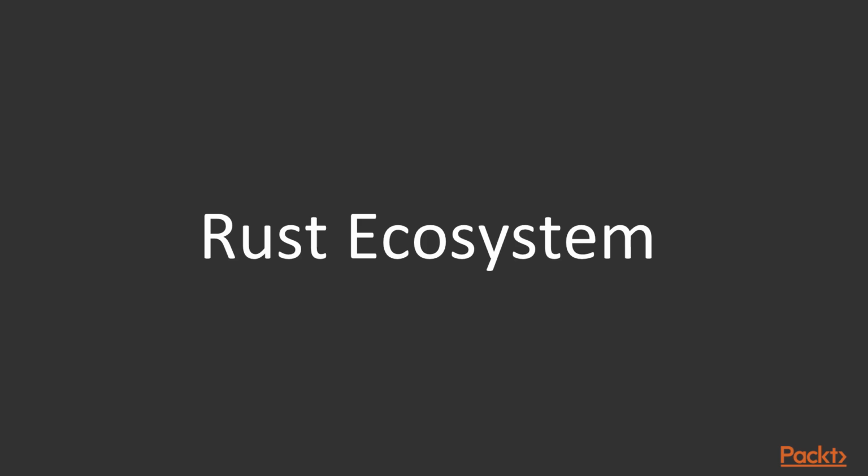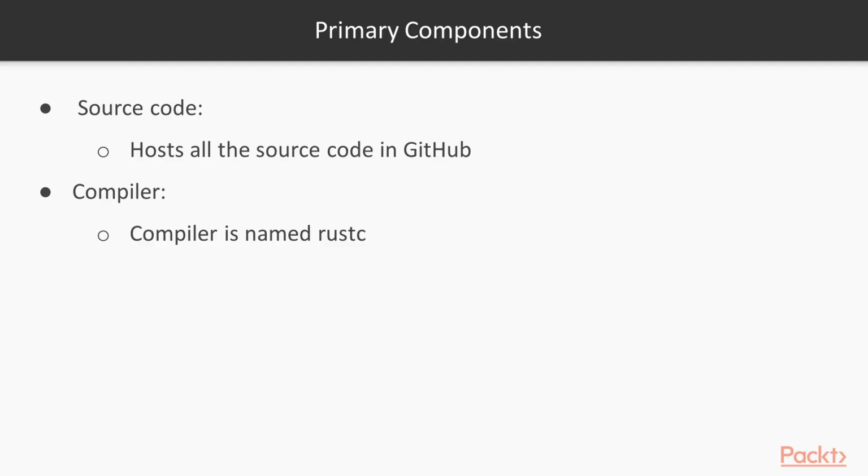The success or failure of an open-source project is often determined by the strength of the community around it. Having a coherent ecosystem helps in building a strong community. Since Rust is primarily driven by Mozilla, they've been able to build a strong ecosystem around it. The primary components being source code. Rust hosts all the source code in GitHub. Developers are encouraged to report bugs and submit pull requests in there.